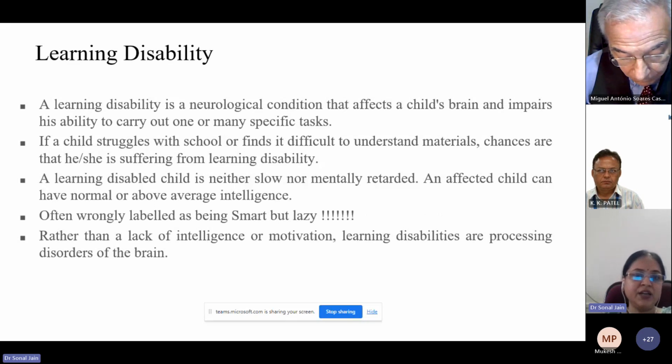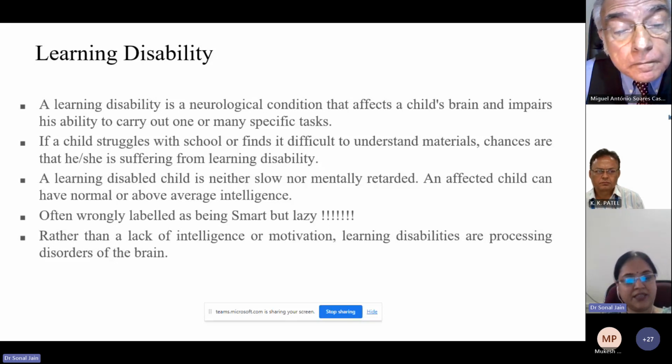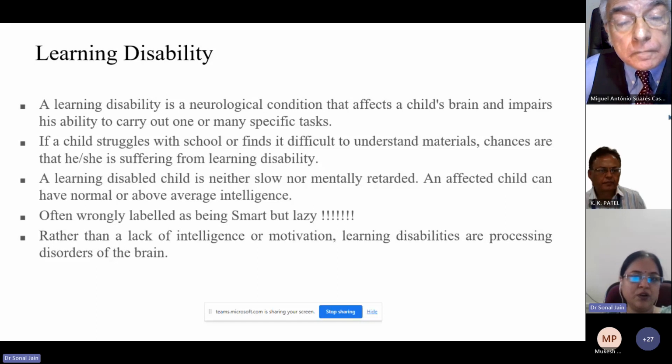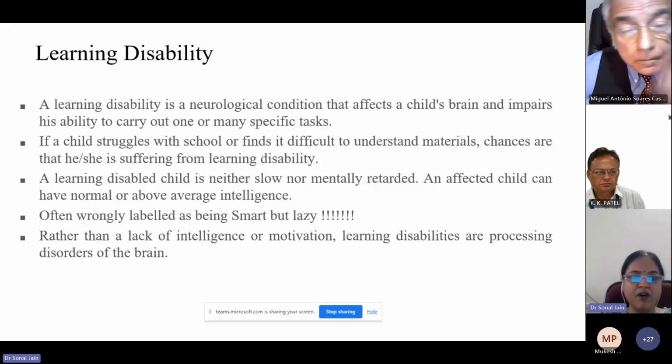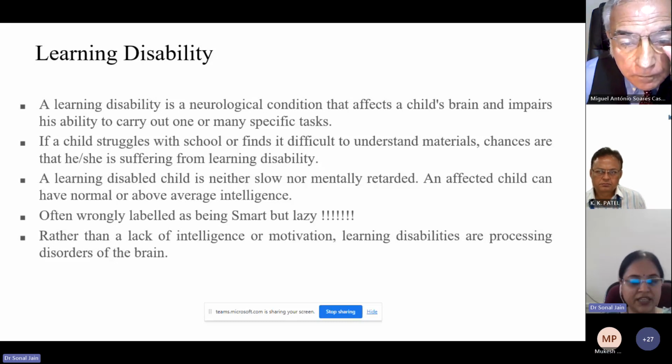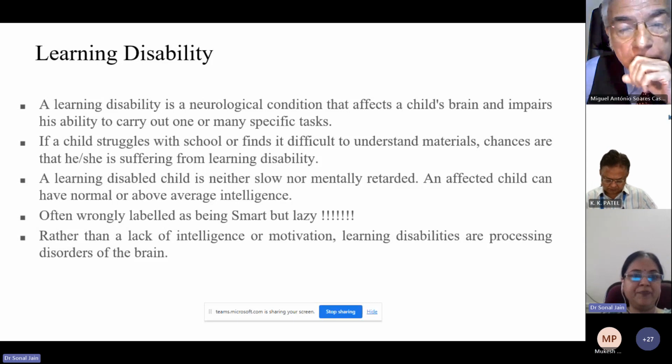A learning disability is a neurological condition that affects a child's brain, and it impairs their ability to carry out one or more specific tasks. If a child struggles at school or finds it difficult to understand some material, chances are he or she is suffering from a learning disability. Normally, these kids are tagged as lazy, mentally retarded, or slow, but actually they are not. They are not suffering from lack of intelligence or motivation, but from a processing disorder related to the brain.